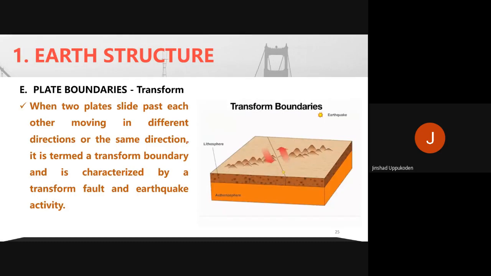The next thing is the transform boundary. At a transform boundary, two plates are moving in two different directions. They are not coming together, they are not moving apart, but they have a shear force, moving in opposite directions. This is also a highly earthquake-prone region, due to the movement.